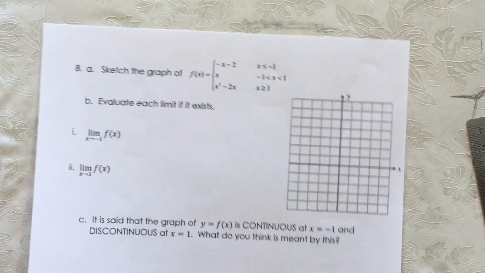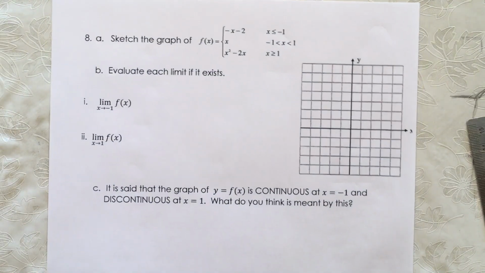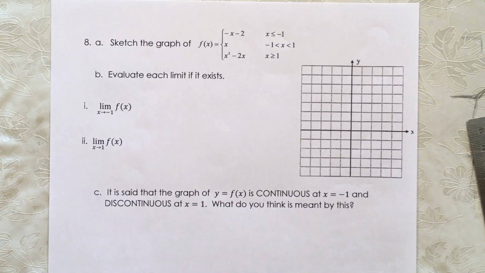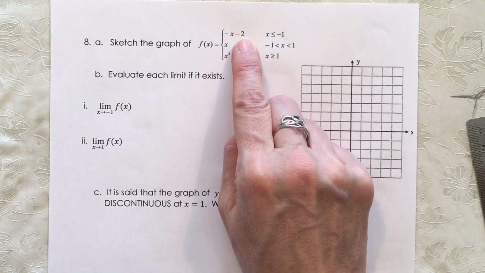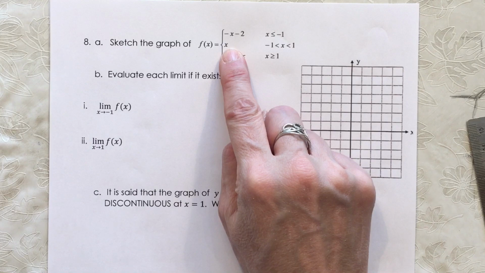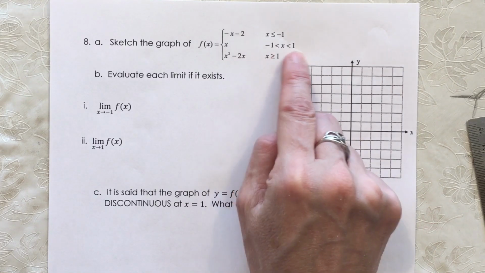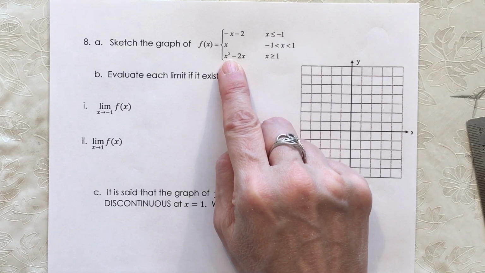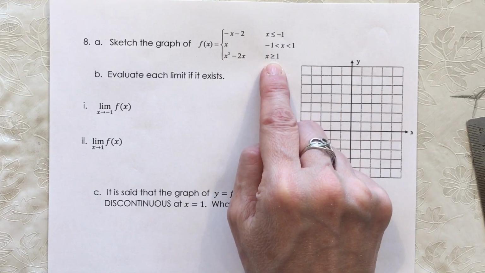And same with our last question here for today. Sketch the graph of f of x equals, this is a 3-piece function, so we're really getting into our piecewise functions. And it's defined to be negative x minus 2 if x is less than or equal to negative 1, plain x when it's between negative 1 and 1, and then x squared minus 2x, so parabolic, for when x is greater than or equal to 1.